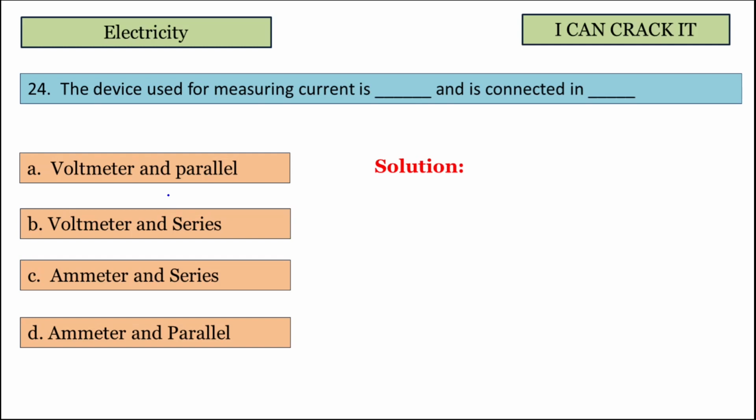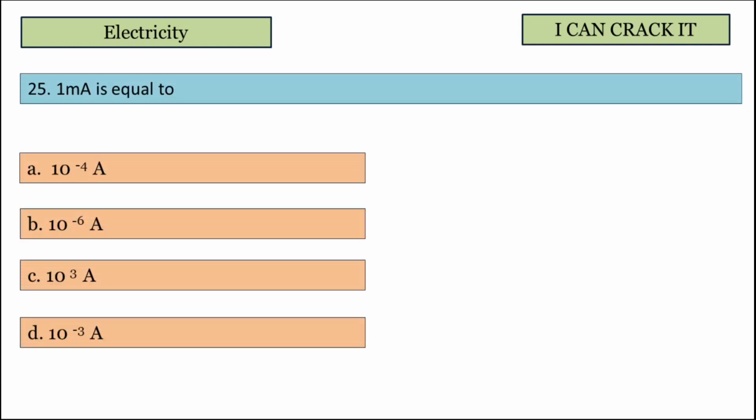The device used for measuring the current. See, the device used to measure current is the ammeter. So here you have two options containing ammeter, option C and option D. But how is the ammeter connected? We have seen in the synopsis, it is connected in series, not in parallel. So which option? Option C, ammeter and series. Now let's see the 25th question.